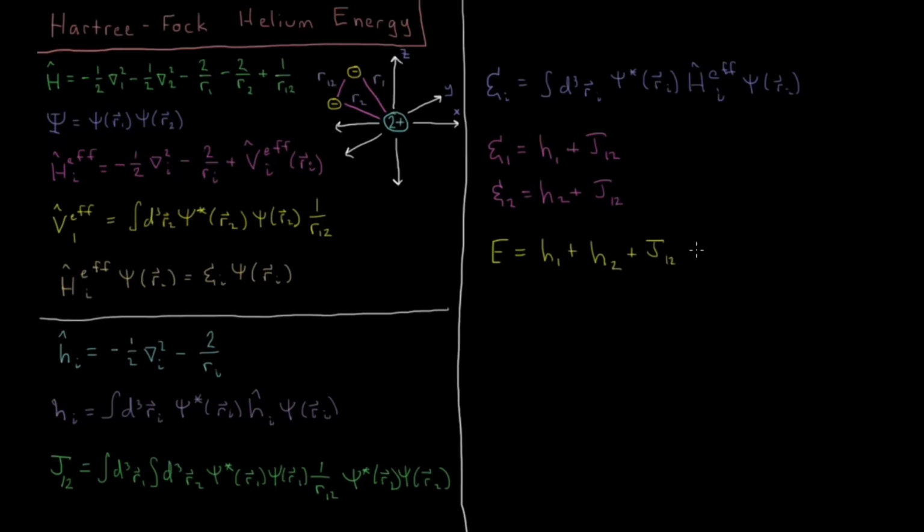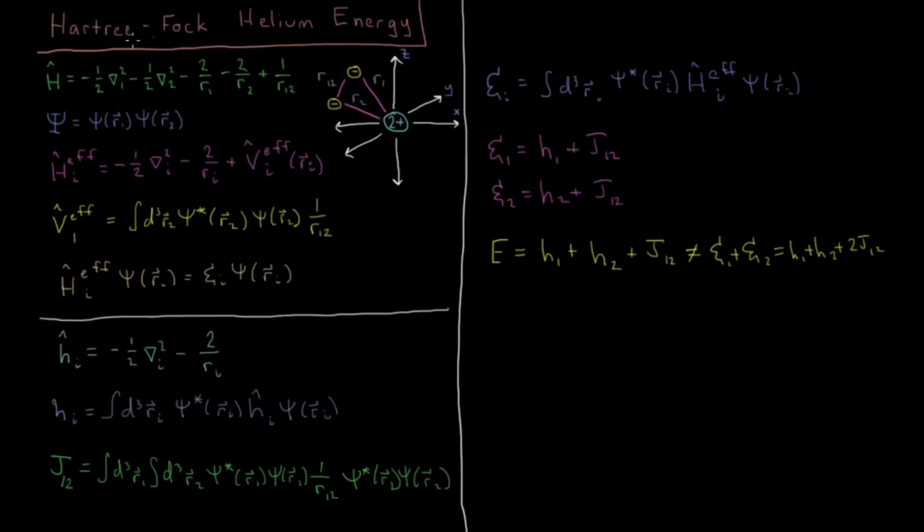And you'll notice that this is not equal to the sum of these two orbital energies, epsilon 1 plus epsilon 2, which those two orbital energies equal H1 plus H2 plus 2 J12. You'll notice if you sum the orbital energies, you're going to double count the interactions of electrons from each other. You're going to double count those repulsions.